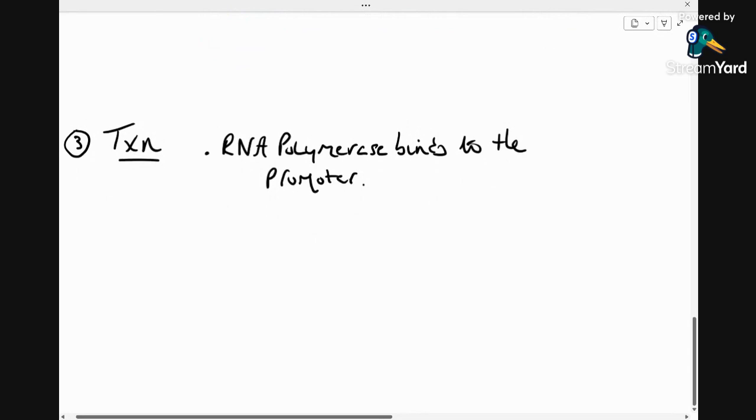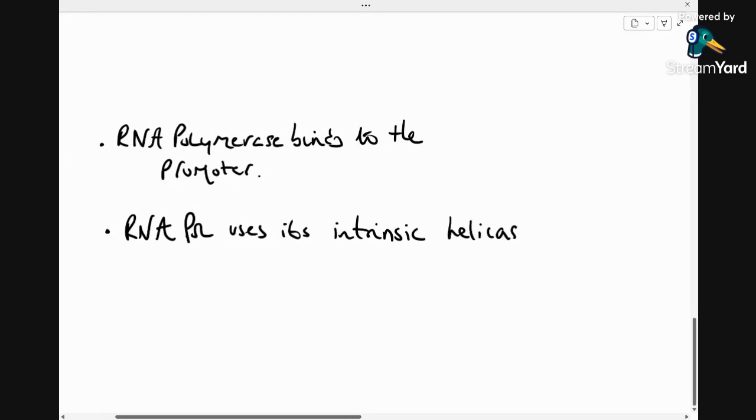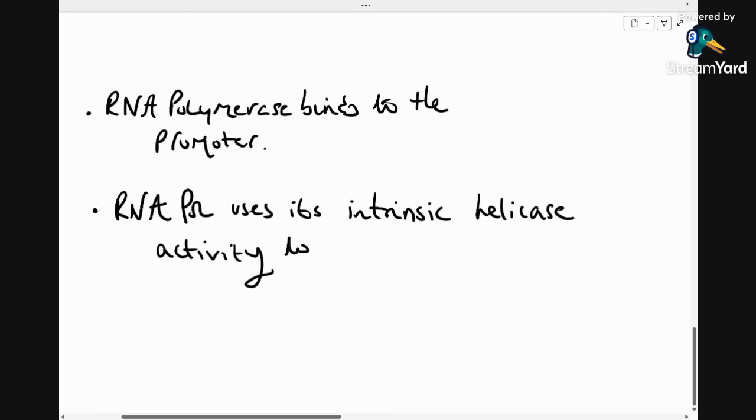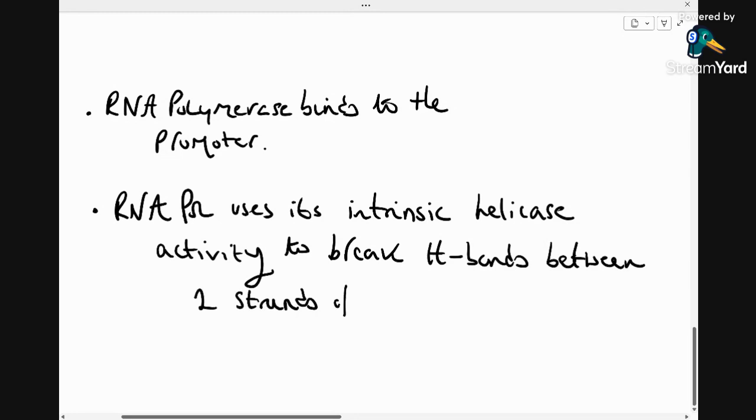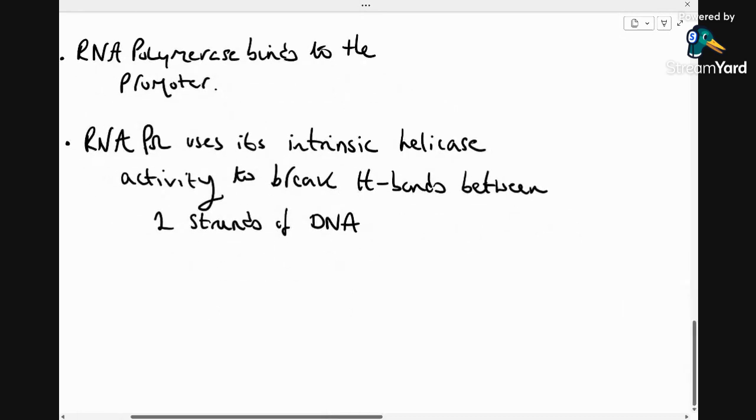Once the RNA polymerase is bound to the promoter, the next step is that the RNA polymerase, I'll just abbreviate it to RNA pol, uses its intrinsic helicase activity to break hydrogen bonds between base pairs, between the 2 strands of DNA, and this generates what we refer to as a transcription bubble.